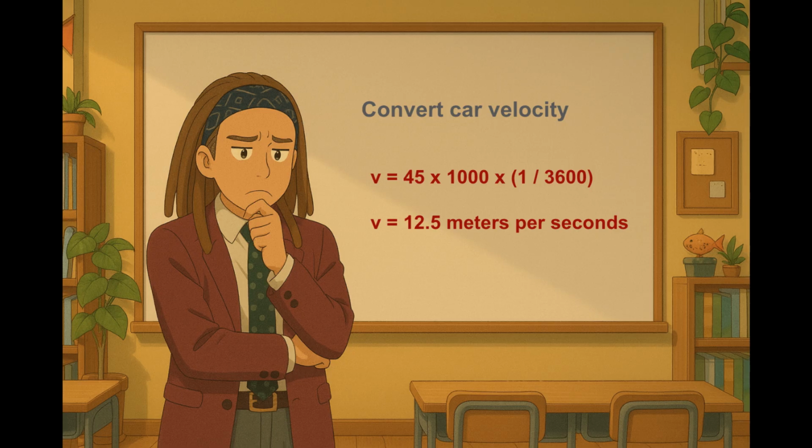Step 1. Convert the car's velocity. Our velocity is 45 kilometers per hour. To convert this to meters per second, we multiply by 1,000 and divide by 3,600, since there are 1,000 meters in a kilometer and 3,600 seconds in an hour. So, v equals 45 kilometers per hour times 1,000 meters over 1 kilometer times 1 hour over 3,600 seconds. This is the speed at which the car is moving.